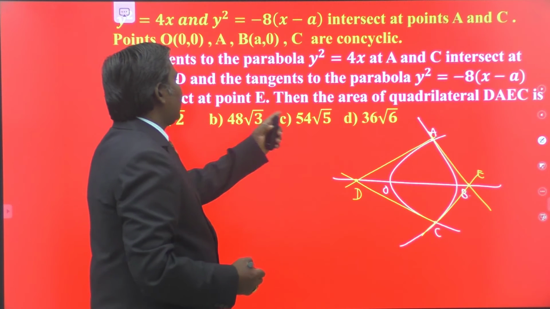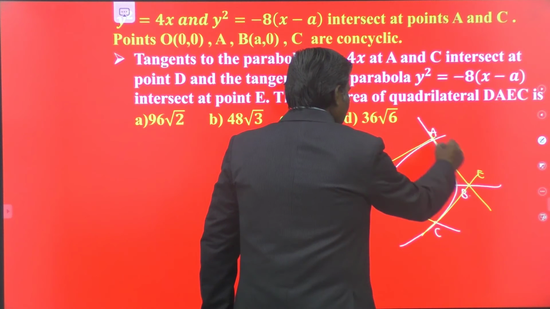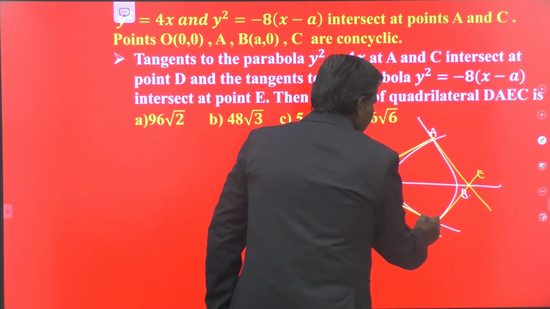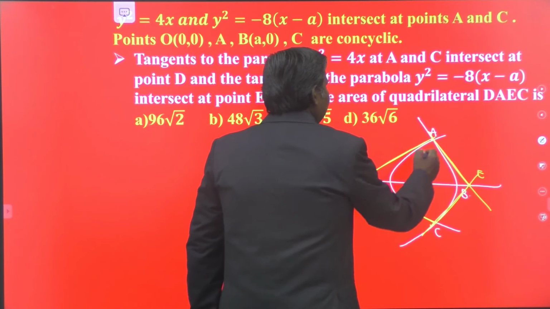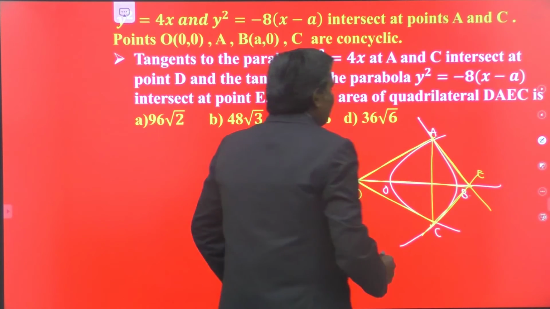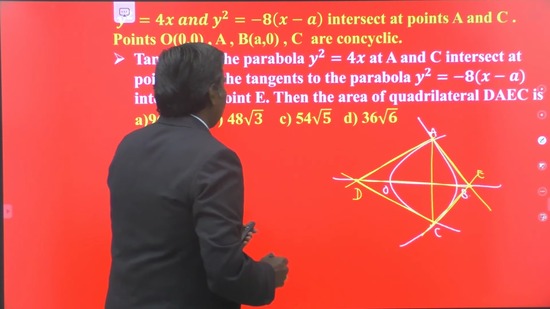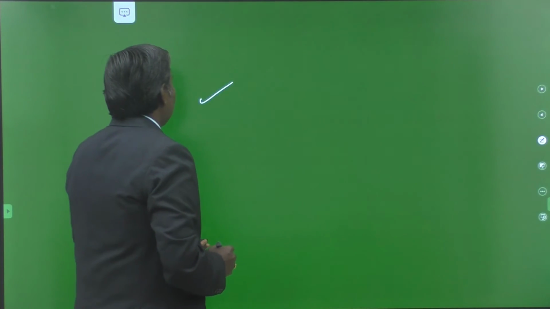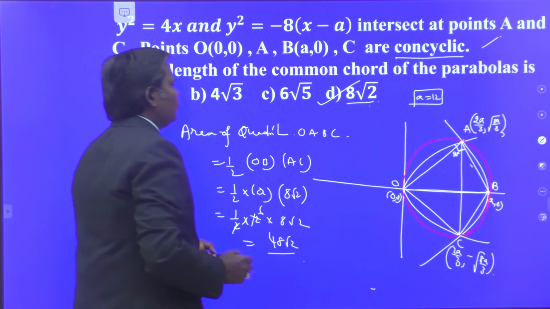Now what you have to find out? You have to find out the area of the quadrilateral DAEC. You have to find out the area of this quadrilateral now. So same formula. Area of a quadrilateral is half of the product of the diagonals. So all of you know the length, what is that? 8 root 2, I think so. So let us just check the length of the common chord. What is the length of the common chord? 8 root 2.